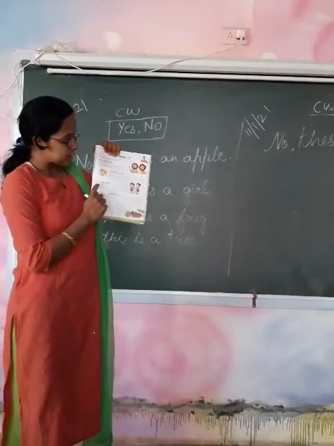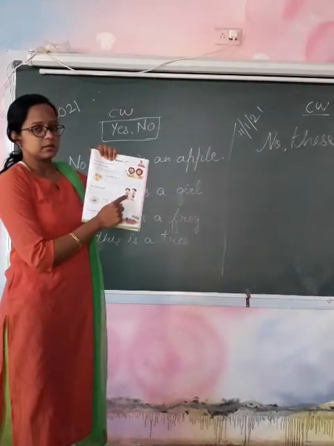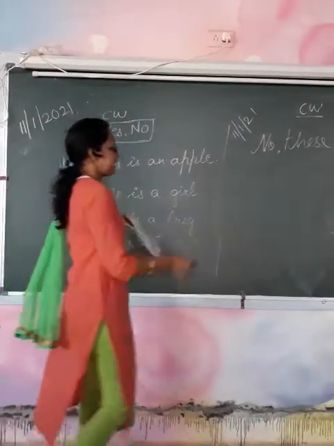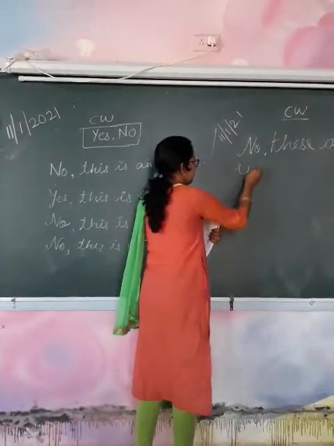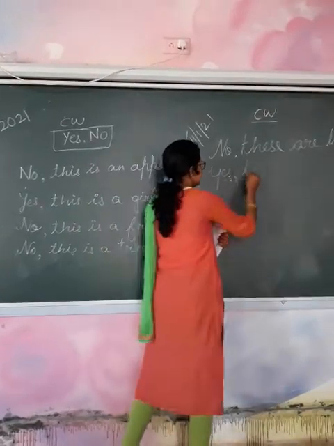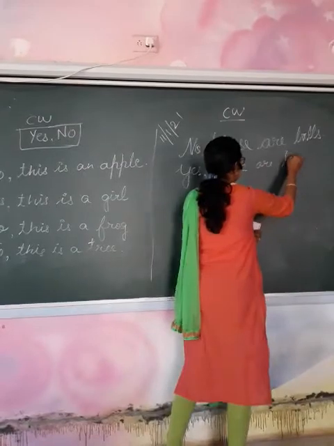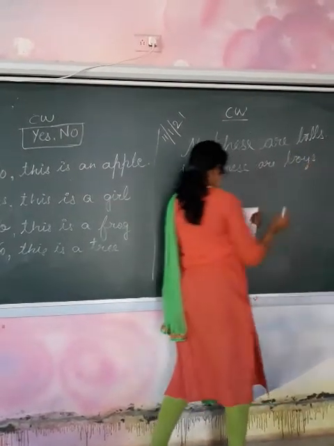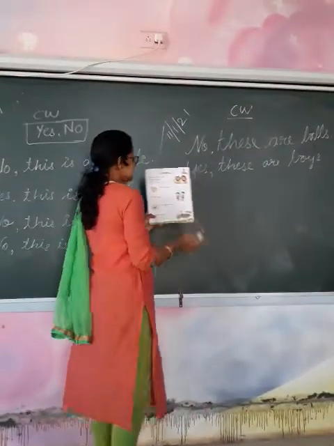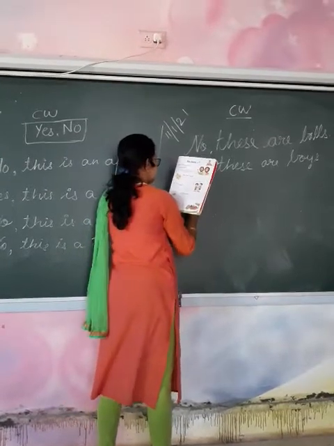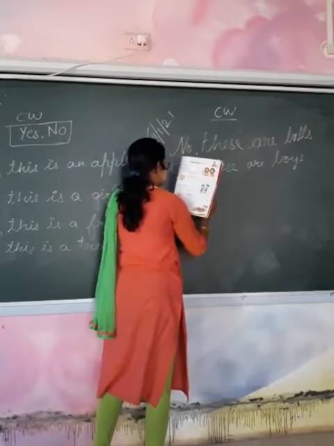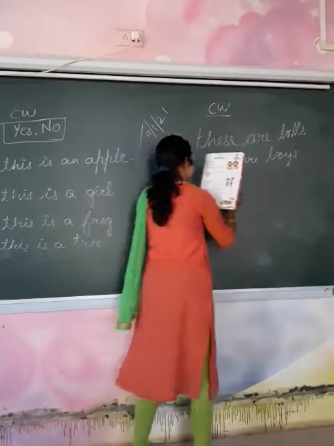Okay. Next one. Are these boys? Are they boys? Yes, they are boys. So what will you write? Y-E-S. Yes. These are boys. Okay. The next one. Are these kites? No. What are they? Coins. वैसे है ना? These are coins.